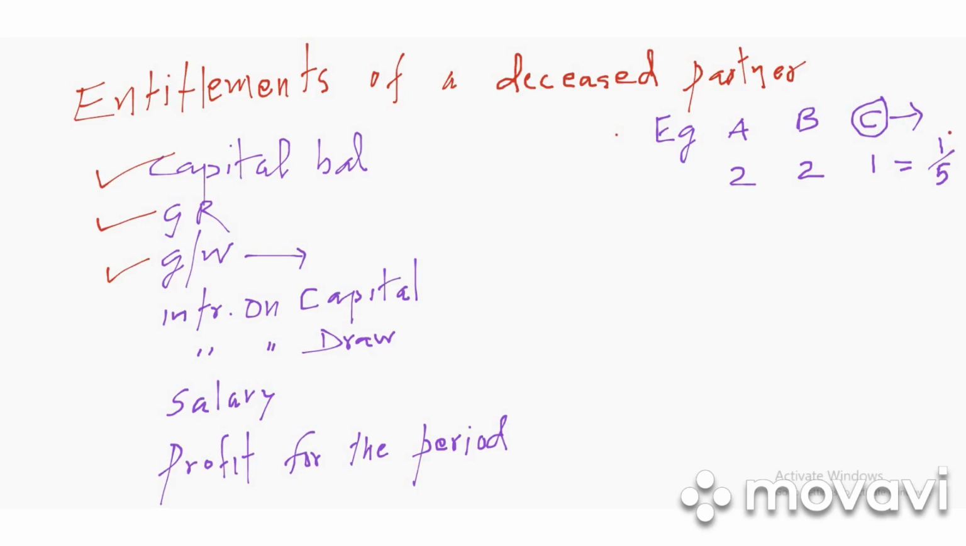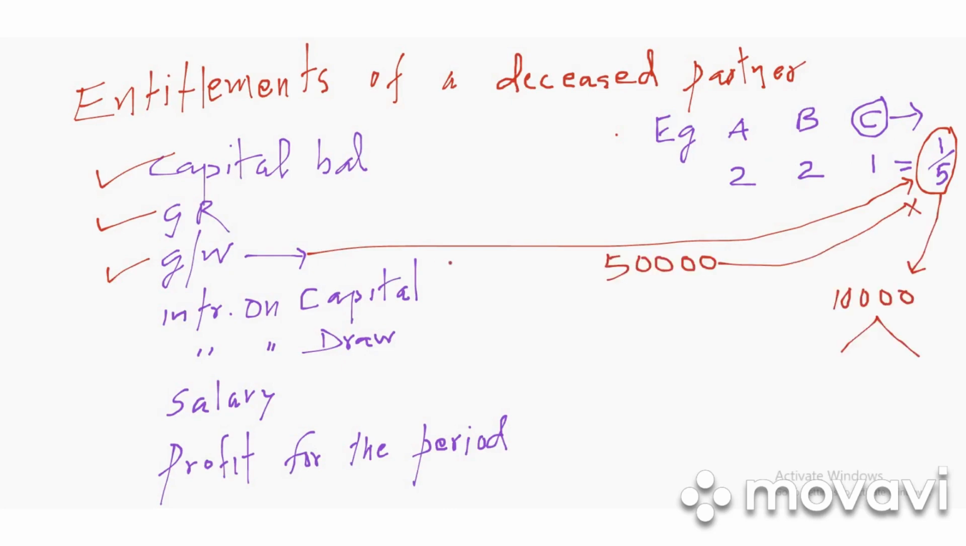So C gets 1 by 5. You can see C's share, right? So here also the goodwill treatment is same. We find out the total goodwill, then we calculate the deceased partner's share, and that share will be contributed by the remaining partners, or rather the gaining partners, depending on different situations.